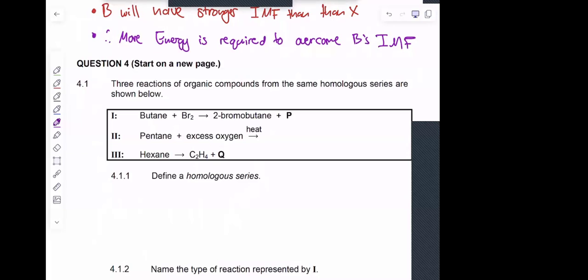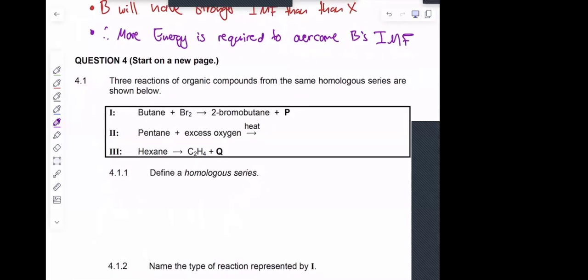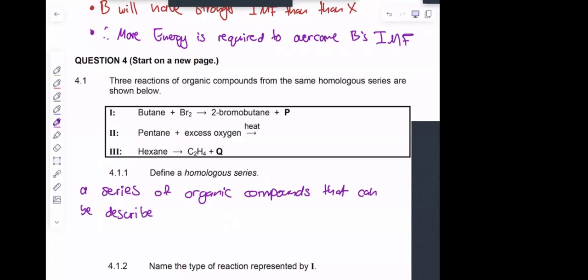And then they ask us to define homologous series, right? So in defining homologous series, it's going to be a series of organic compounds that can be described by the same general formula or functional group, right? So, a series of organic compounds that can be described by the same general formula or functional group.